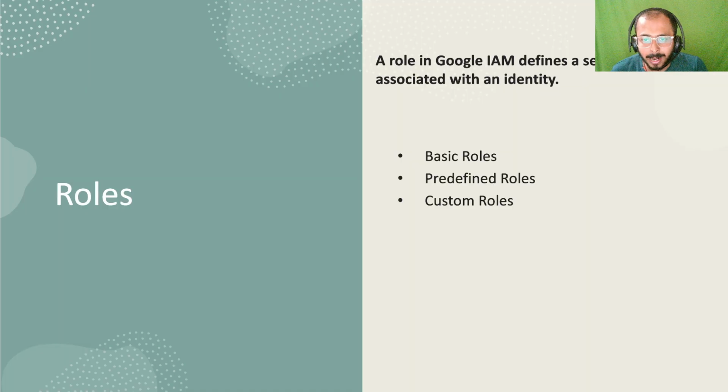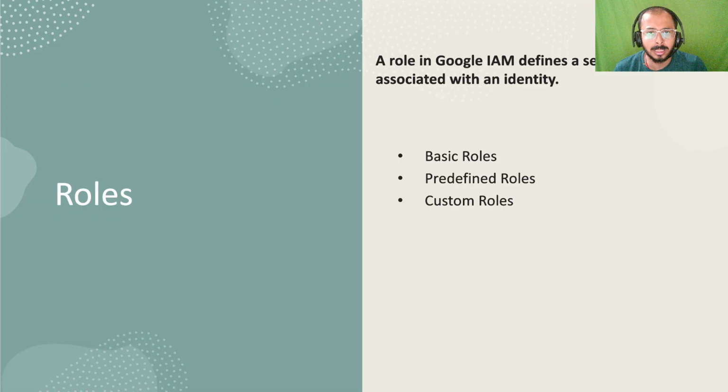Second one is predefined roles. Predefined roles are more than 1,000 roles which Google has already created for you that you can use directly. Let's say you want to manage a VM, and you want to have the Compute VM admin permission. You can directly search for Compute VM admin in the permission tab, and you can see those predefined roles. That is called predefined roles. And the last one is custom roles.